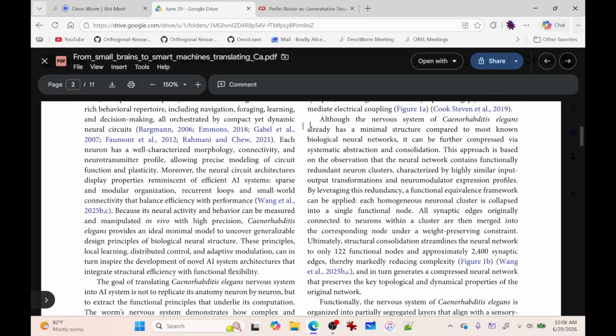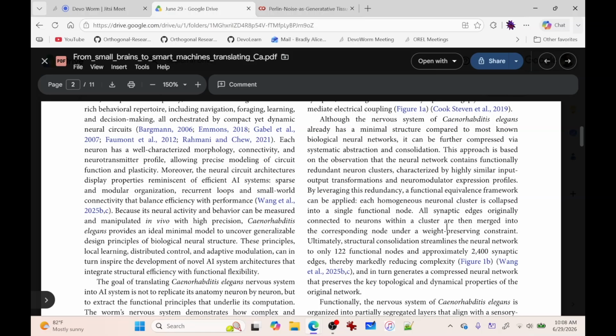Although the nervous system of C. elegans already has a minimal structure compared to most known biological neural networks, meaning connectomes, it can further be compressed via systematic abstraction and consolidation. This approach is based on the observation that the neural network contains functionally redundant neuron clusters. So we build this functional equivalence framework where each homogeneous neural cluster is collapsed into a single functional node. So they're taking these homogeneous neural clusters and collapsing them into a node. It's almost like a hypergraph, but they're using just a sparse representation instead.